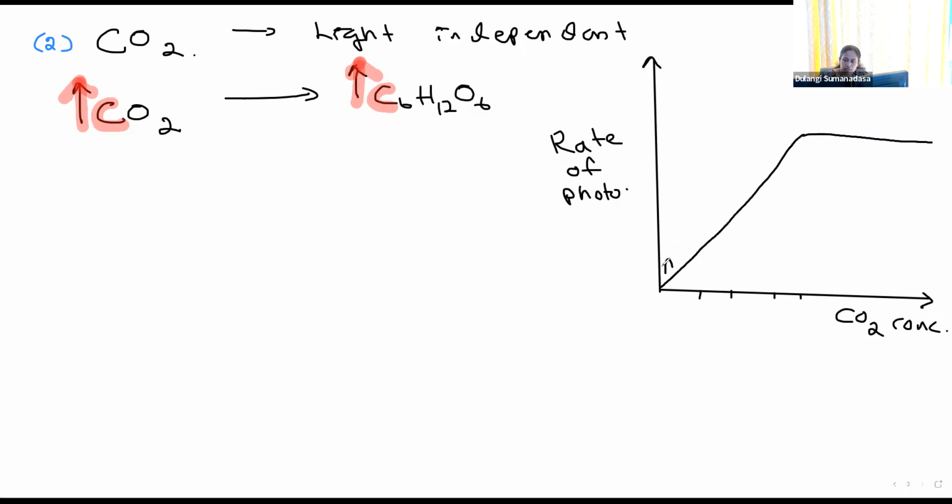Right, so I'm using the same letters, A to B and B to C. You need to know how to explain A to B, why the rate of photosynthesis is increasing, and why B to C, the rate of photosynthesis is constant. Always there's going to be other limiting factors, the limiting factor that comes after B to C. It's exactly the same thing.